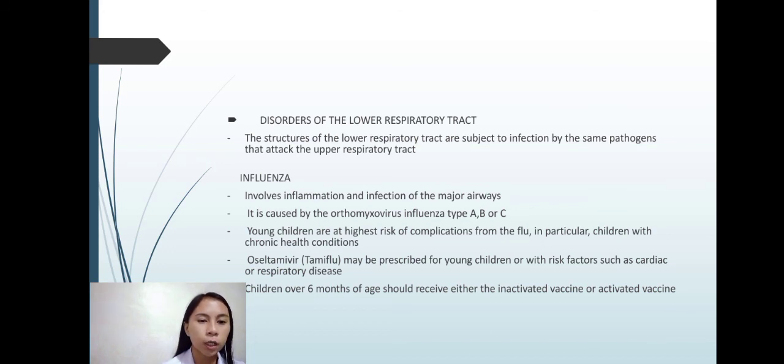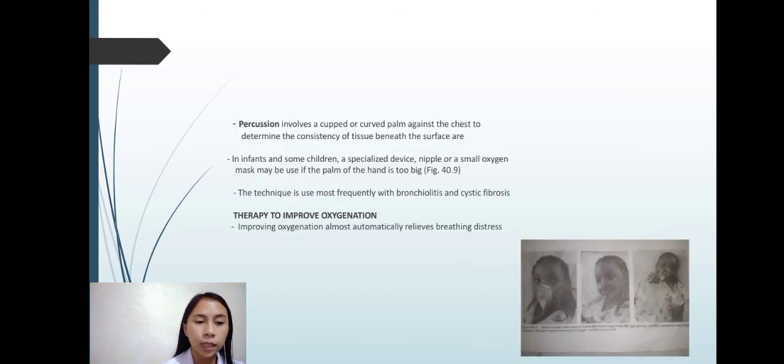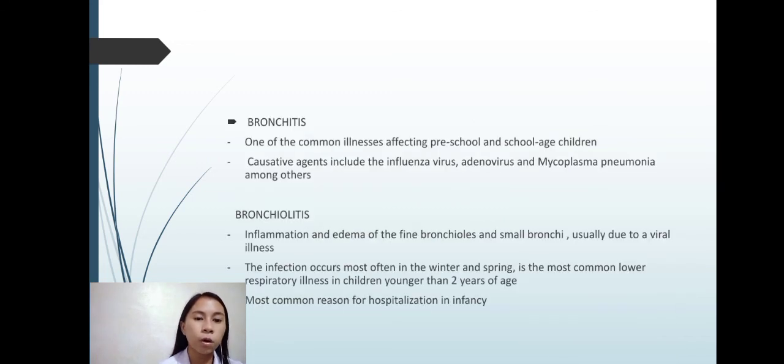Young children are at the highest risk of complications from the flu, in particular children with chronic health conditions. Next, bronchitis is one of the common illnesses affecting preschool and school-age children. Causative agents include the influenza virus, adenovirus, and Mycoplasma pneumoniae, among others.